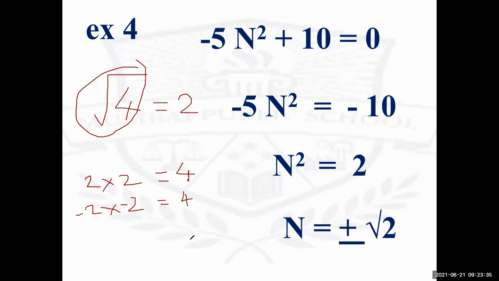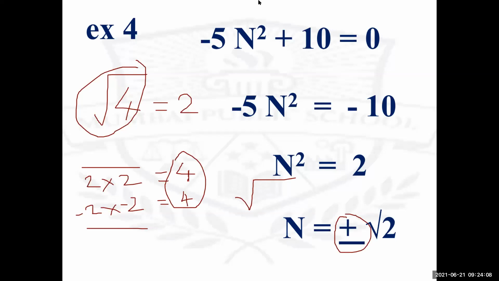Understand? So that means when you take the square root of 4, you're getting plus 2 and minus 2. Because of this, when you remove the square root, you'll get 2 answers, that is plus as well as minus. Is this understood, beta? Yes, sir.